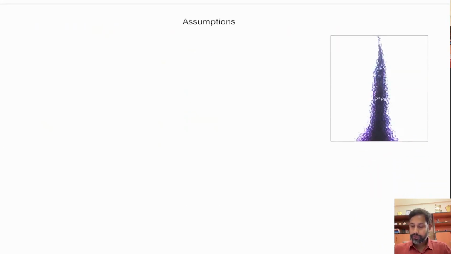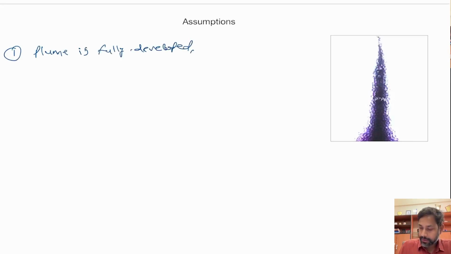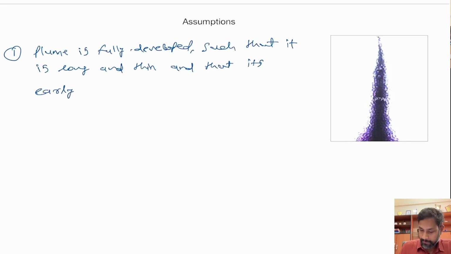So before we go, we will make some important assumptions. Assumption 1 is that the plume is fully developed such that it is long and thin, and that its early dynamics can be neglected.